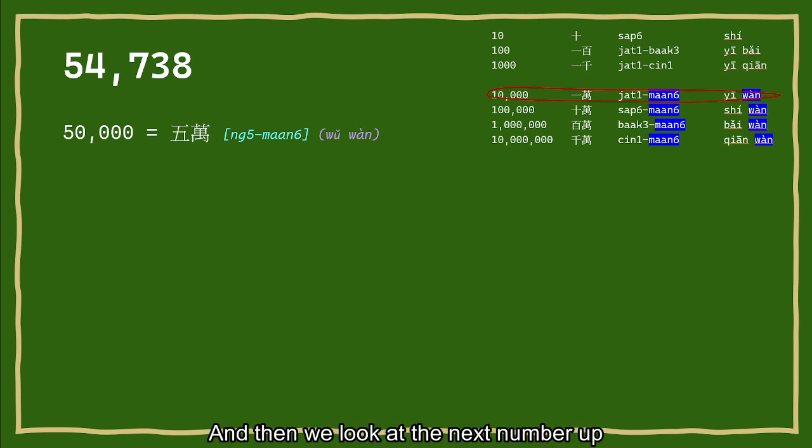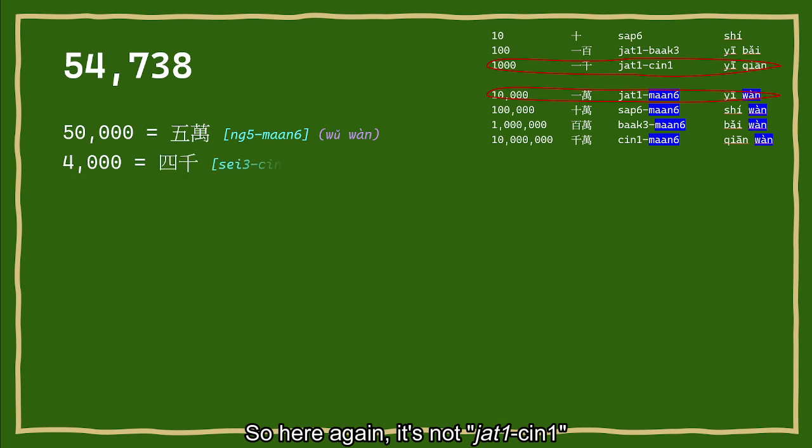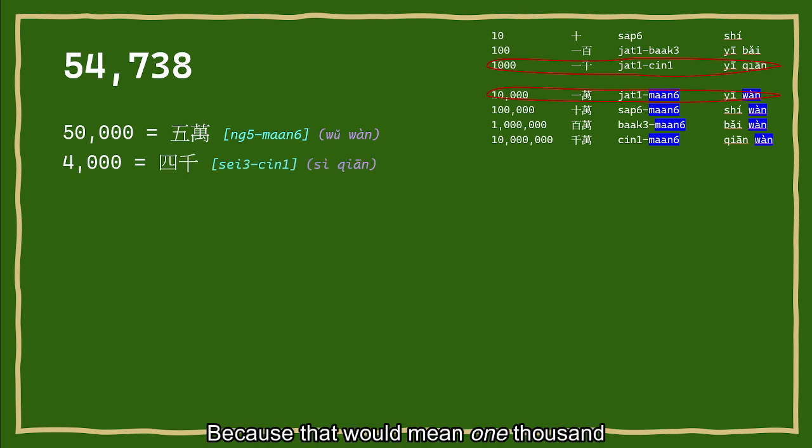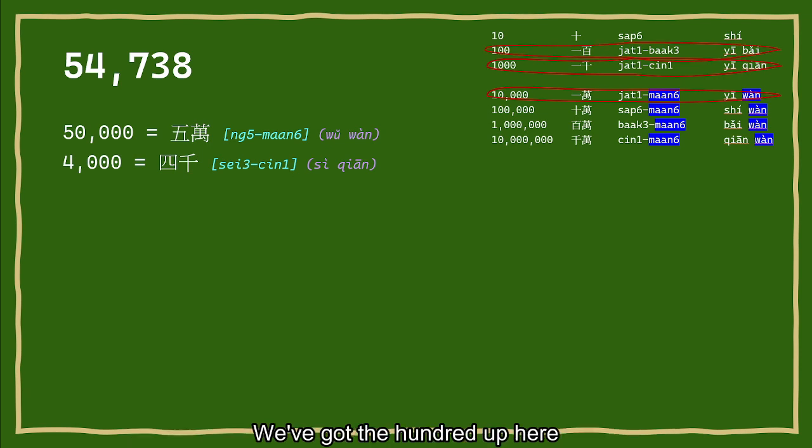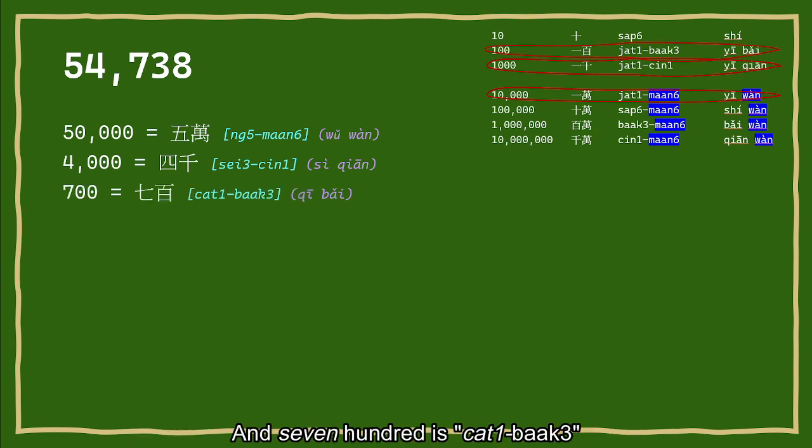And then we're going to look at the next number up, which is 4,000. Same thing as in English, we literally just have 4,000. Here again, it's not 1,000, because that would mean 1,000. We want 4,000. And then straightforward next, we've got 700, with the 100 up here.